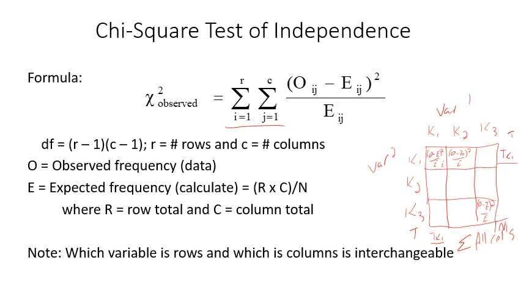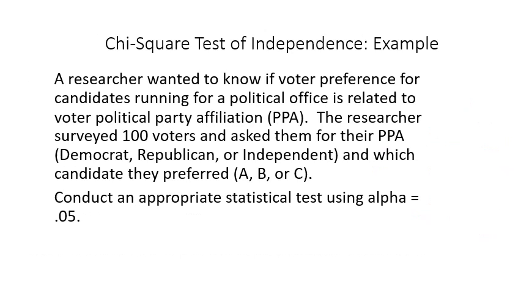Let me give an example of that. Our example is a researcher wants to know if voter preference for candidates running for a political office is related to voter political party affiliation. The researcher surveyed 100 voters, asked them for their political party affiliation, Democrat, Republican, or Independent, and which candidate they preferred, A, B, or C. Conduct an appropriate statistical test using an alpha of 0.05.